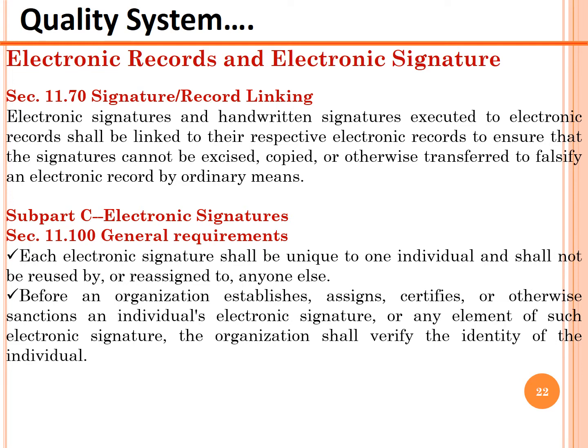Sec. 11.100 General Requirements. Each electronic signature shall be unique to one individual and shall not be reused by, or reassigned to, anyone else. Before an organization establishes, assigns, certifies, or otherwise sanctions an individual's electronic signature, or any element of such electronic signature, the organization shall verify the identity of the individual.